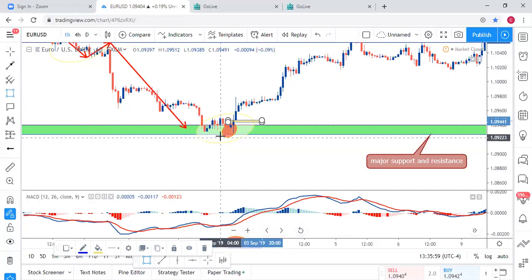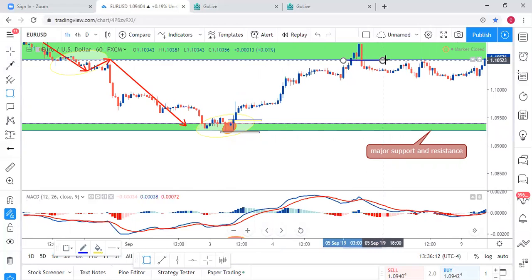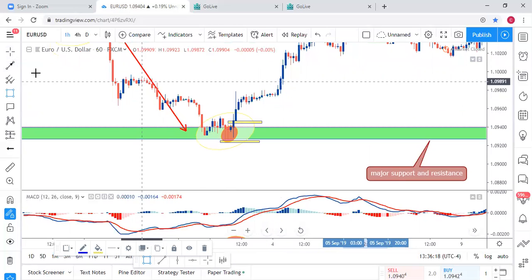Stop loss anywhere below here, and take profit. You could have right back up to this major resistance area as well, right? So I want to show you again what would have happened in this area.